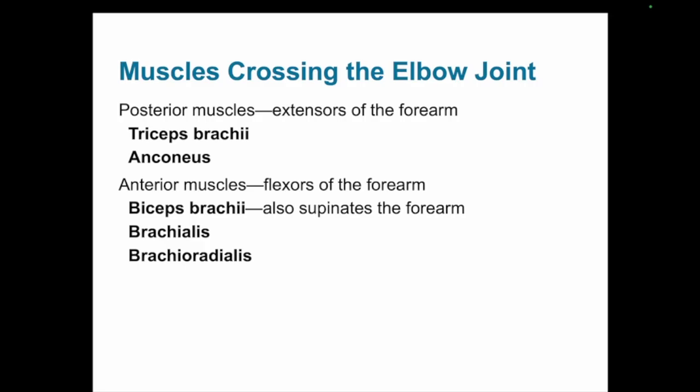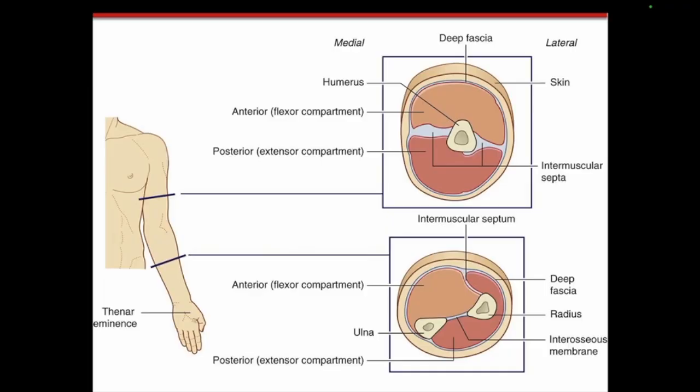Again, crossing the elbow joint, we talked about the flexors and the extensors. The flexors of the forearm are the biceps, the brachialis, and the brachioradialis. And then there are the triceps and anconeus, which are muscles we are going to talk about. We'll also talk about the brachioradialis in a second.